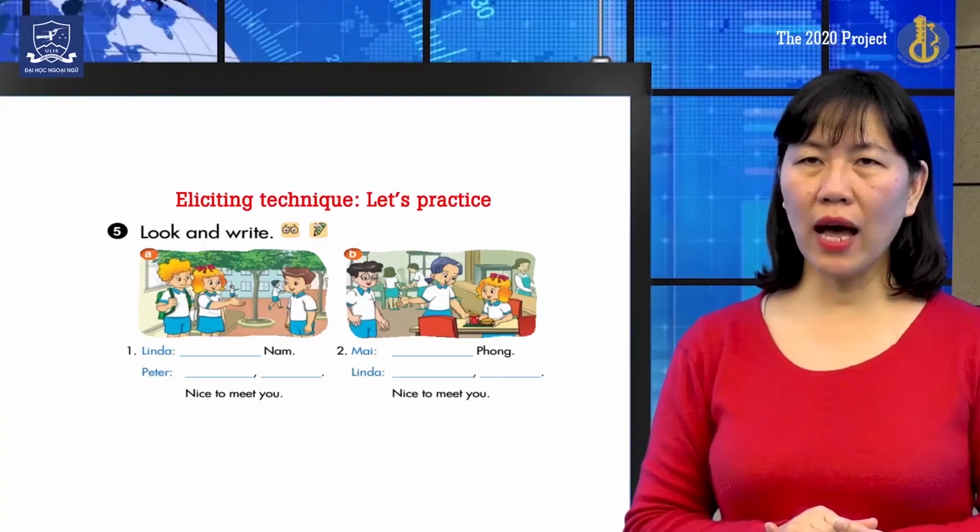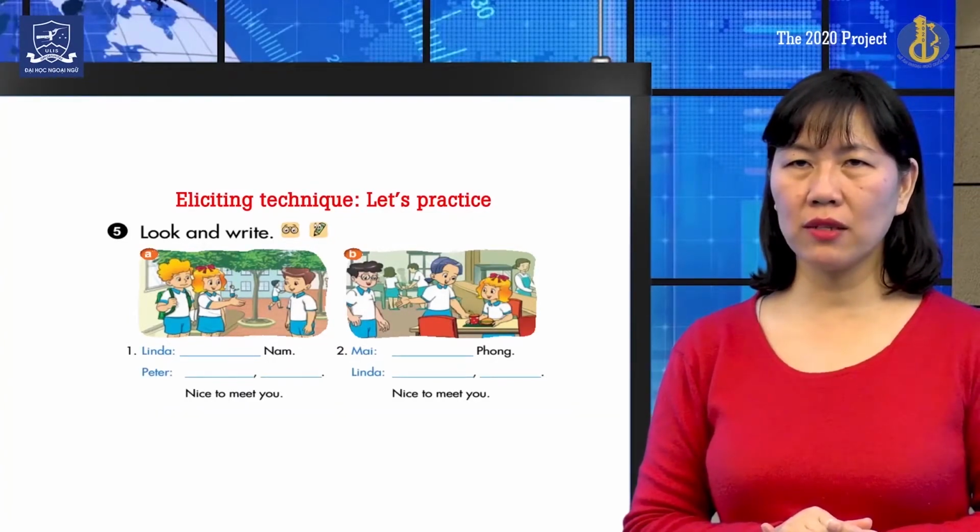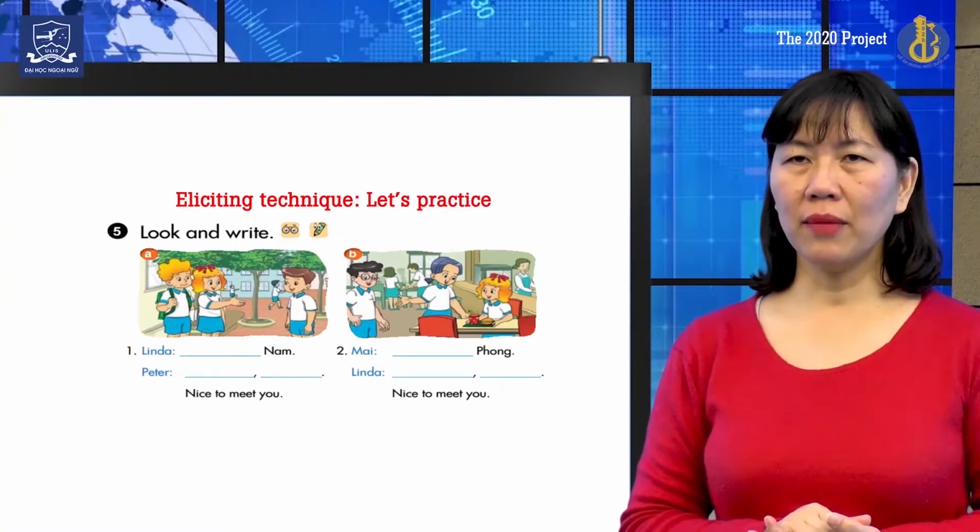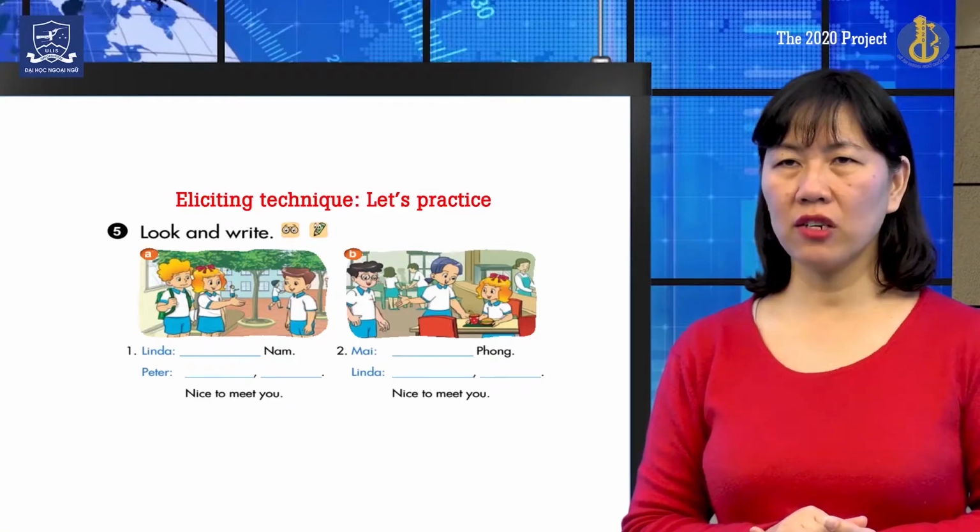Teacher remembers to ask different kinds of questions: open questions, yes/no questions, WH questions, etc.